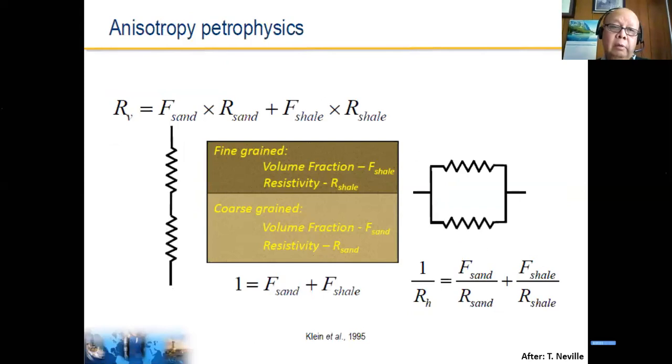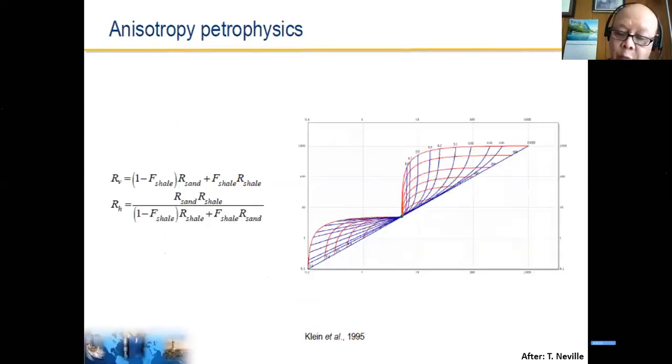Another approach is the anisotropy petrophysics approach, which means we are going to measure RV and RH using our logging tools, and from that we will determine the fraction of the sand and the true resistivity of sand, and then come up with the saturation computation based on Archie and porosity. How do we do that? We can use this sort of plot, which is called the Klein-Shelley plot, to determine RV and RH.